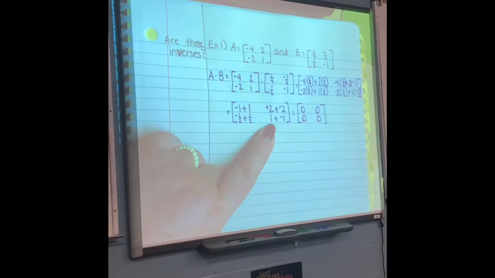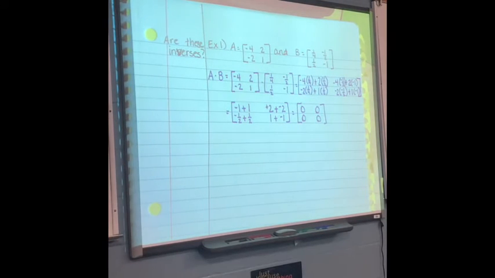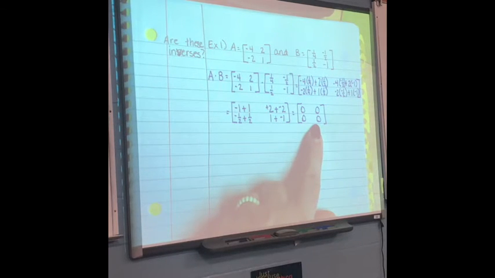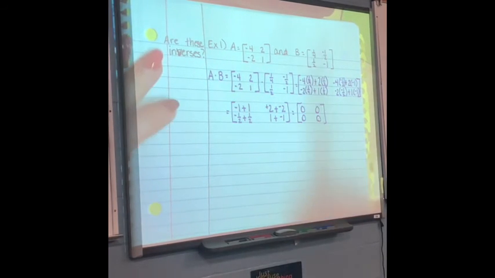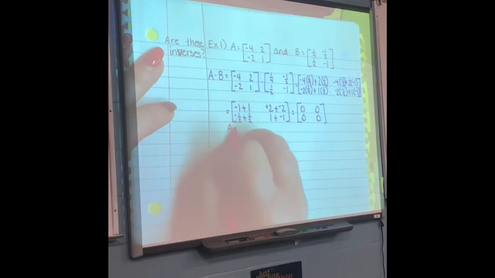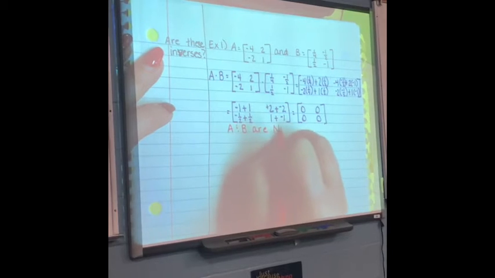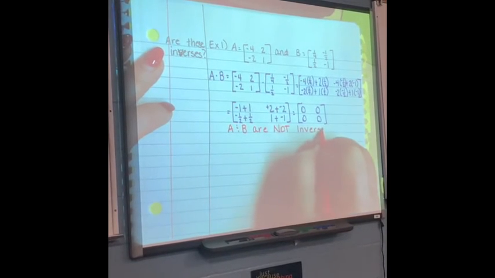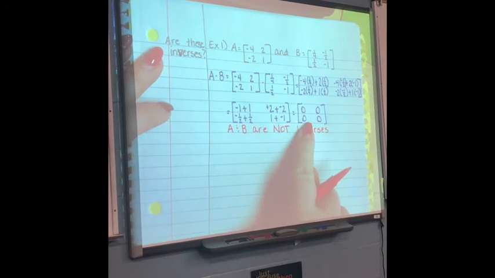Did that make the identity matrix? No, the identity matrix would have a 1 here and a 1 here. Okay, it didn't create an identity matrix, therefore A and B are not inverses. Can you repeat that again? Because it did not make the identity matrix, that 1, 0, 0, 1 matrix that we wrote on the other side, then these two are not inverses.